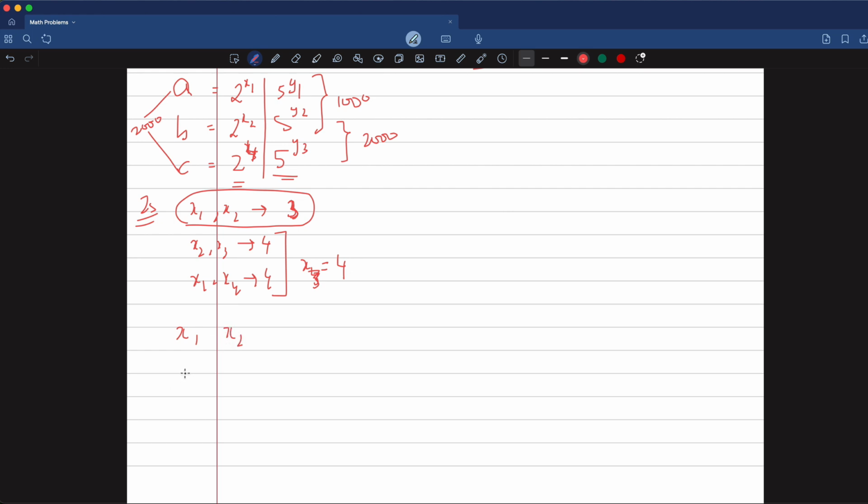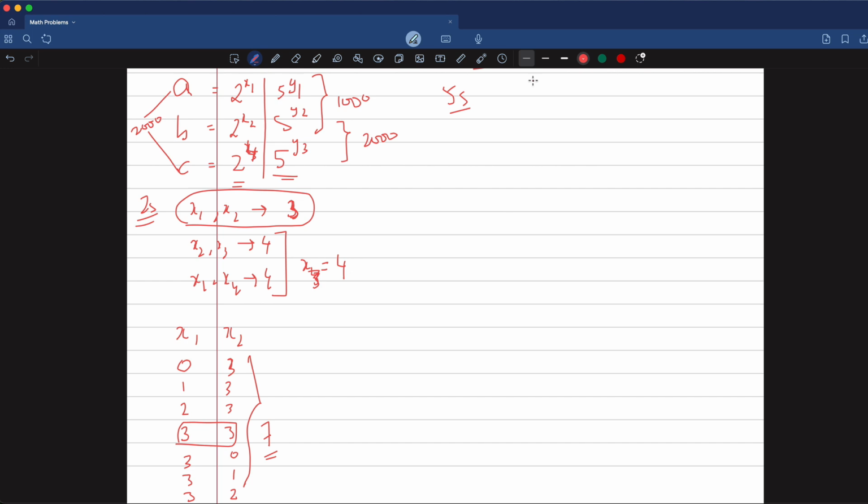So if I have x1 and x2, x1 can be 0, 1, 2, or 3, but provided x2 has to be 3. And similarly, x2 could be 0, 1, or 2; 3 has already been counted, provided x1 is 3. So in total, there are 7 different ways of choosing x1 and x2 so that the LCM condition still holds true. So there's 7 different ways. Now let's do the same thing for the prime factor 5.